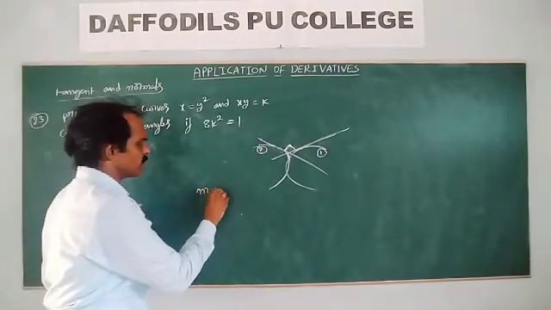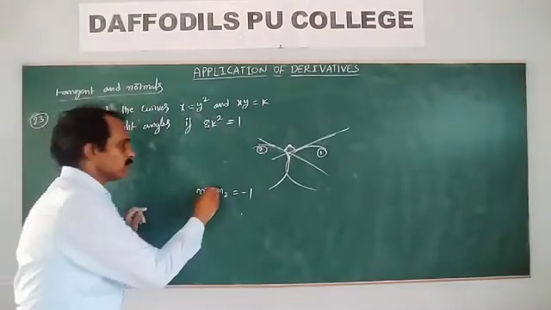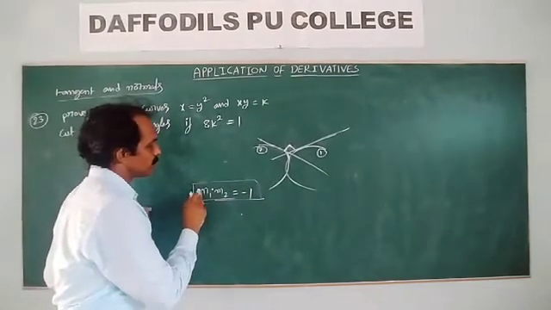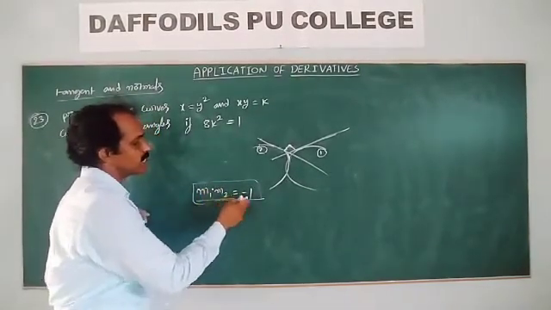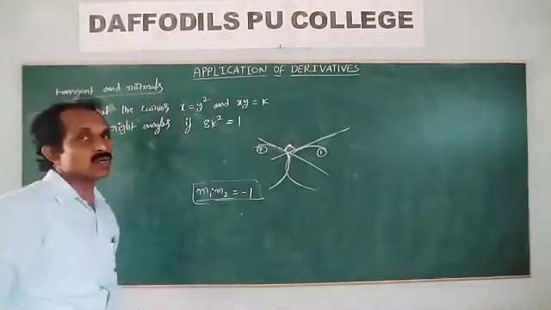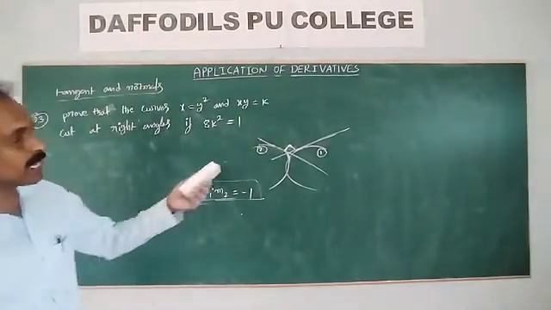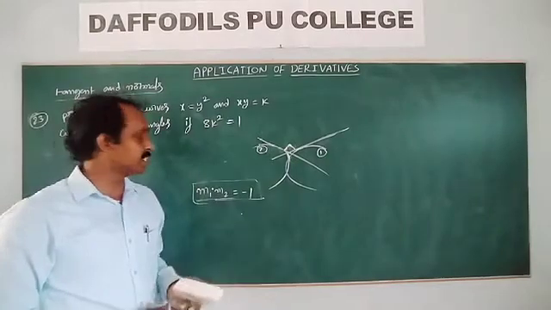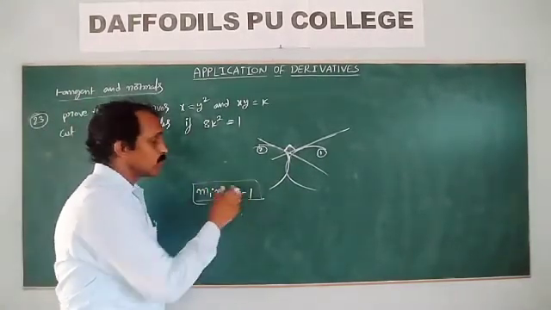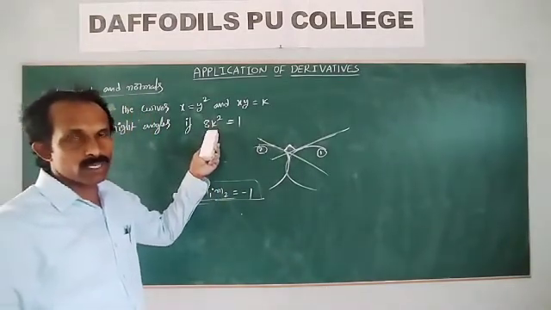What is the meaning? m1 times m2 is equal to minus 1. If the angle between two lines is 90 degrees, then the slope of the first line times the slope of the second line is equal to minus 1. Use this concept. We'll show that 8k² is equal to 1. So given two curves, they intersect at right angles means the angle between the two tangents is 90 degrees, that is, the product of the slopes is equal to minus 1. Then we'll show that finally 8k² is equal to 1.